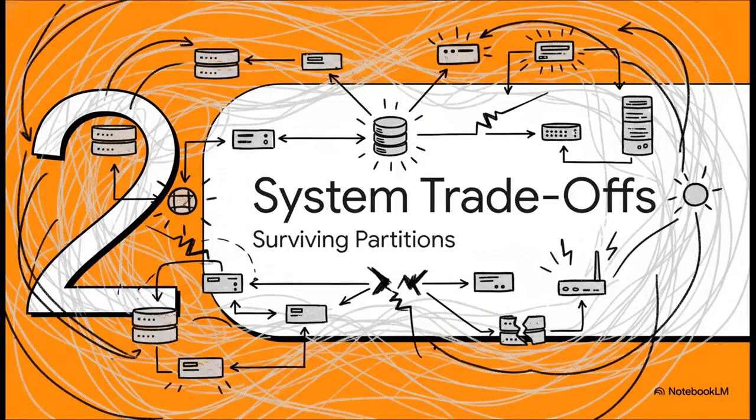Moving on to section 2, distributed system trade-offs and surviving the network partition. Zooming out from the database level, we hit the chaotic, messy world of distributed systems. At a massive scale, your components are separated by networks, and network partitions are an inevitable reality. They are not just a theoretical possibility. Wires get cut, routers fail, you simply have to design for it.